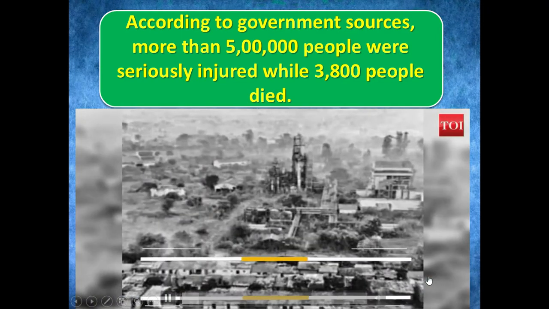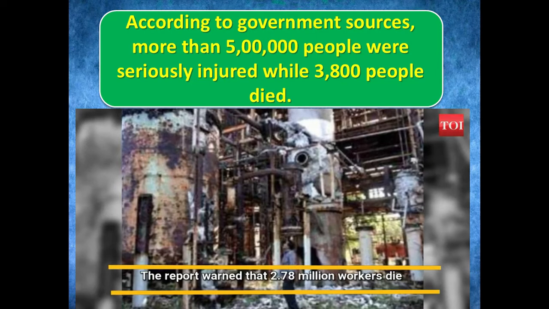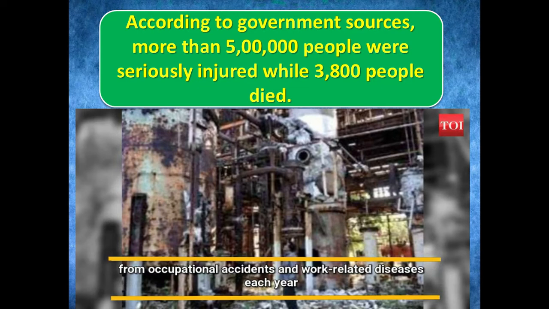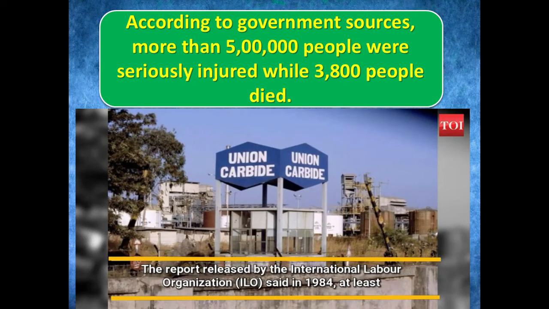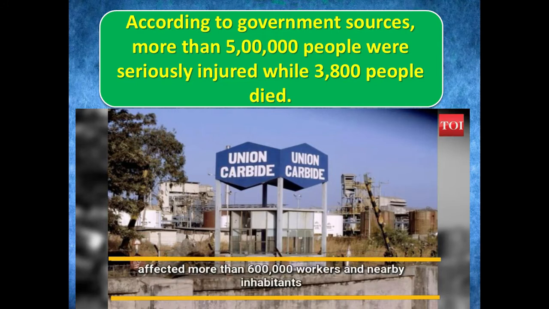This is a video of the Bhopal gas tragedy of 1984, which killed thousands of people. That means nearly 5,000 people died in this tragedy. The report warned of occupational accidents and work-related diseases each year. 3,800 people were seriously injured because methyl isocyanate gas leaked from this industry.